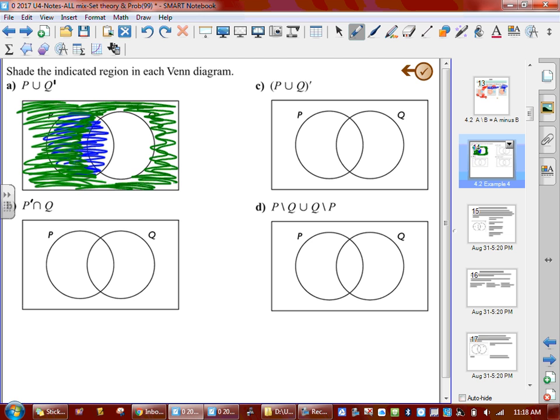So, we've got P or everything Q is not. So, what part of my region would I erase? The middle part with Q, because you can't have anything with Q. So, everything would be shaded except the Q circle. Because this guy's saying all of P or anything not Q. Okay, so all of P, which we did, but then we had to erase the part that included parts of Q.